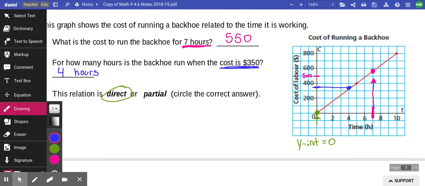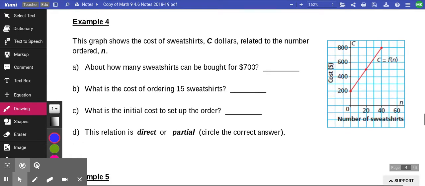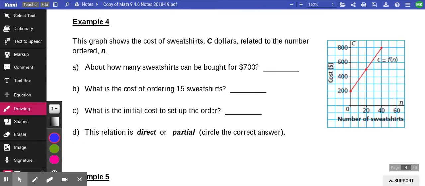Okay, we have another graph here. This one's showing the cost of something compared to the number of sweatshirts that you've bought. About how many sweatshirts can be bought for $700? They gave you a price, so you need to find that price on your graph. 700 is right there. Because you found a y value, you now are moving left or right to get to an x value. I'm moving to the right to this point right there. That point is approximately there, which I would say is 35. 30 would be halfway in between 20 and 40, and I'm halfway in between that 30 and 40 marker.